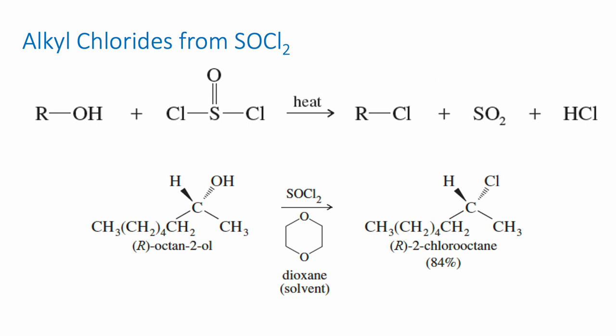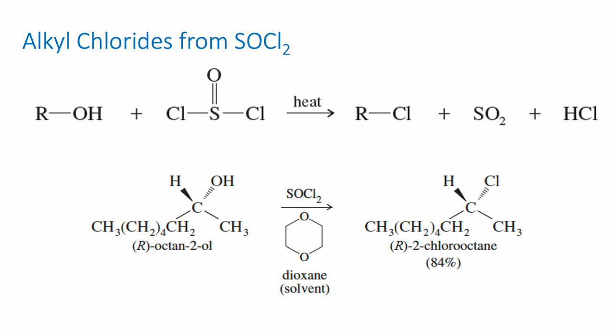Notice on the reaction below, we start with a secondary alcohol, and we use thionyl chloride, and we get an 84% yield of our product. We replace the hydroxyl group with that chloride.